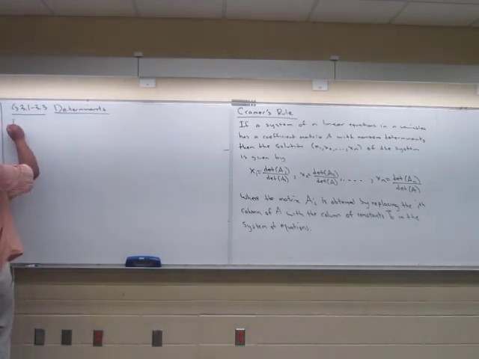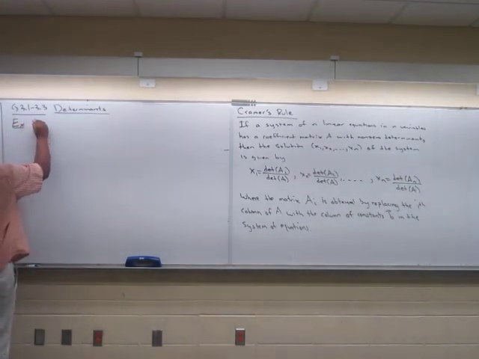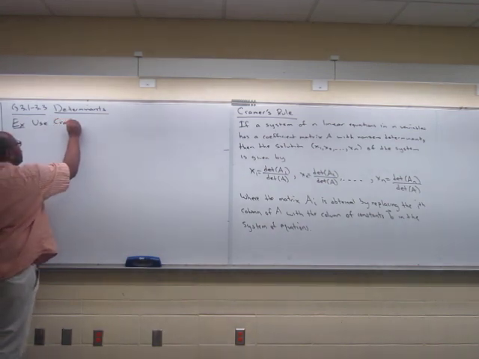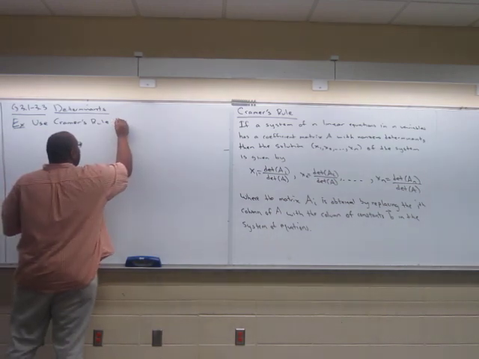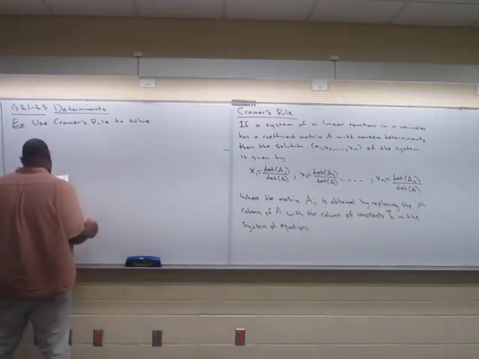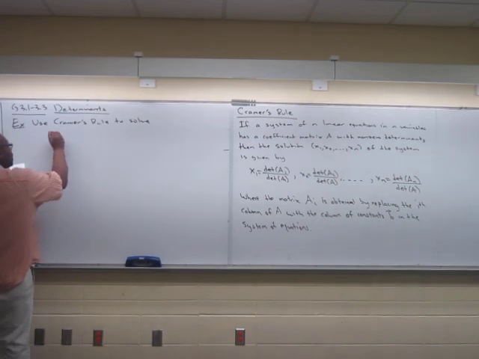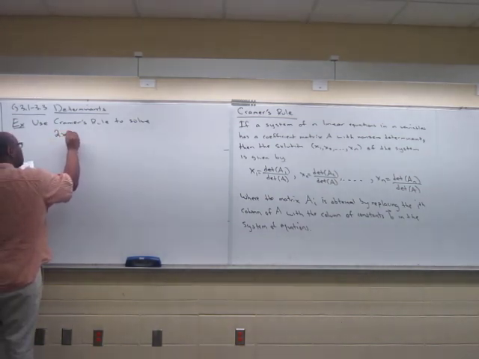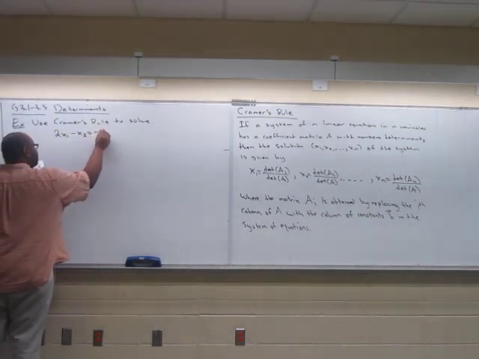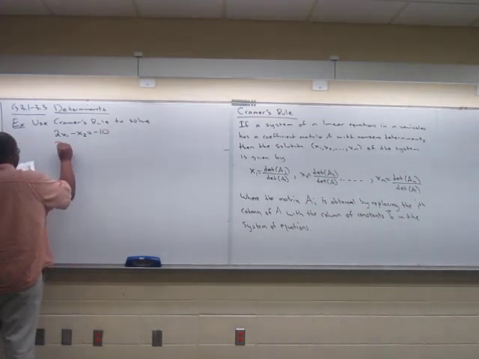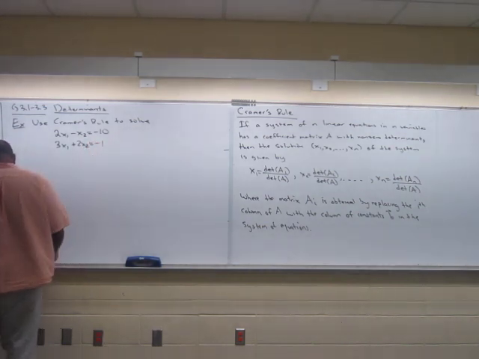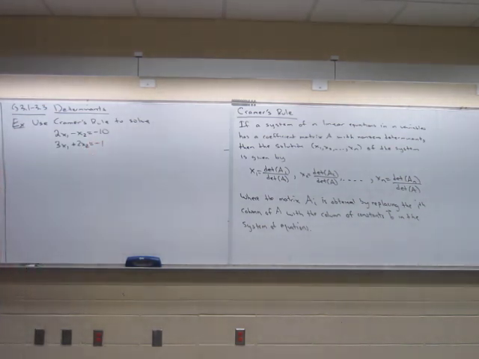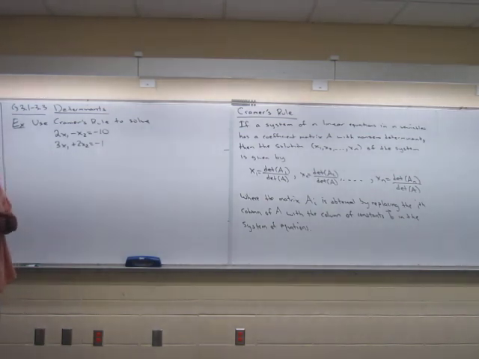Here we go. Use Cramer's rule to solve. And here I have the system 2x1 minus x2 is equal to negative 10, 3x1 plus 2x2 is equal to negative 1. So use Cramer's rule to solve the system of equations.